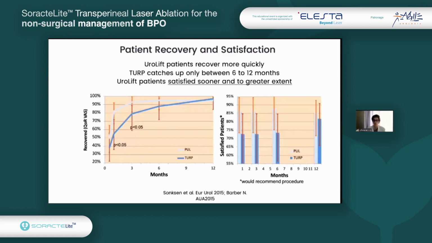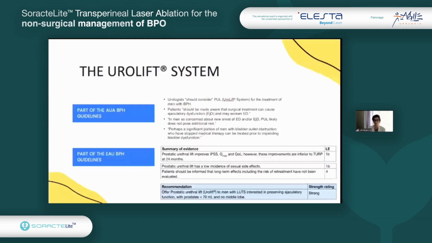It's interesting to underline how Urolift patients are satisfied sooner and to a greater extent compared to TURP patients, even if their IPSS improvement is not as high as with TURP, and also not the Qmax. Maybe because, if we have well selected the patient and the patient can still ejaculate after the procedure, he is still happy, and so is really satisfied.